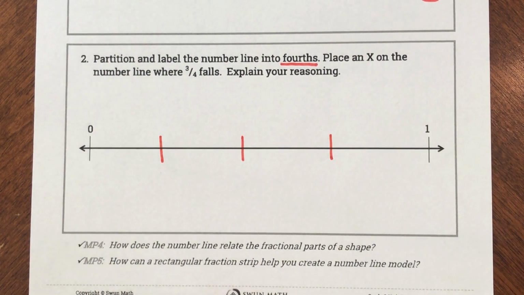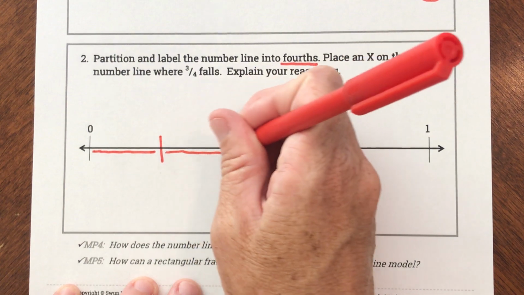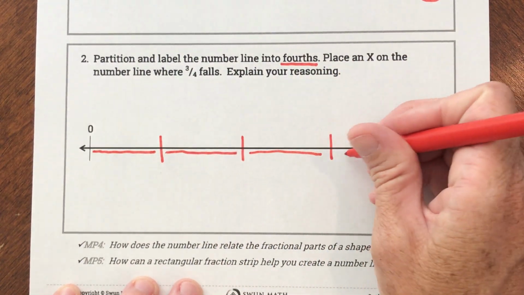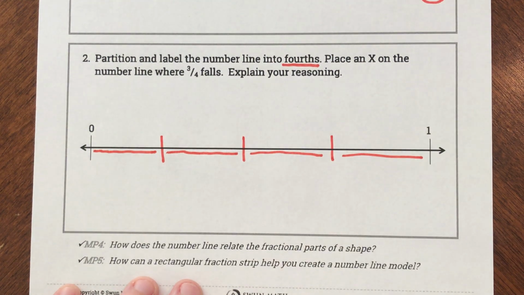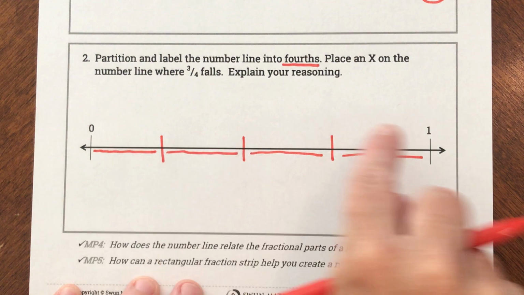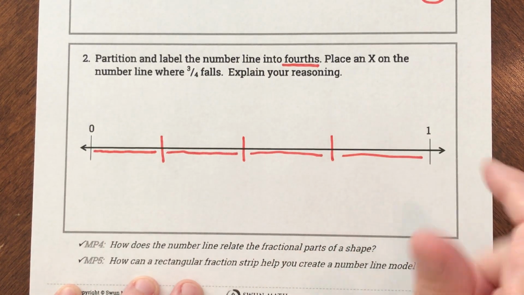It means I need 2 parts. So how many do I have total? 1 part, 2 parts, 3 parts, 4 parts. So there's 4 parts. And now let's label these.